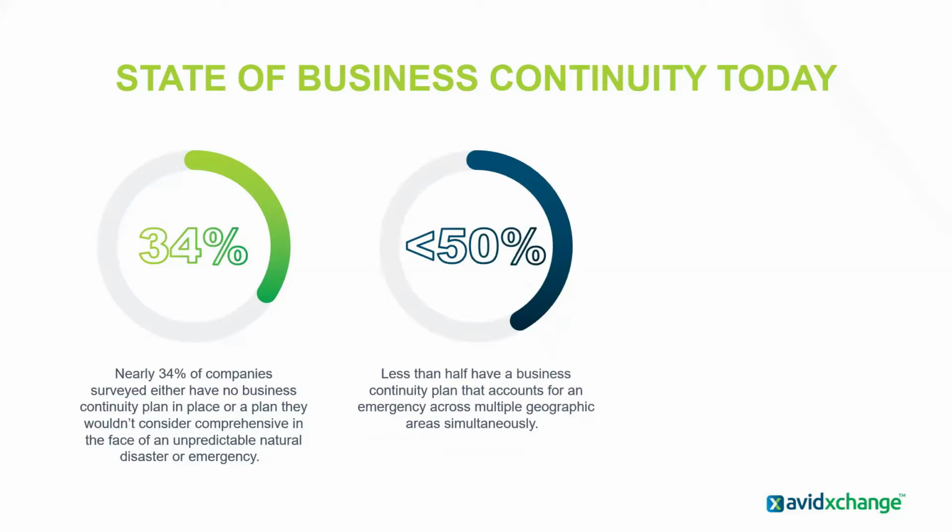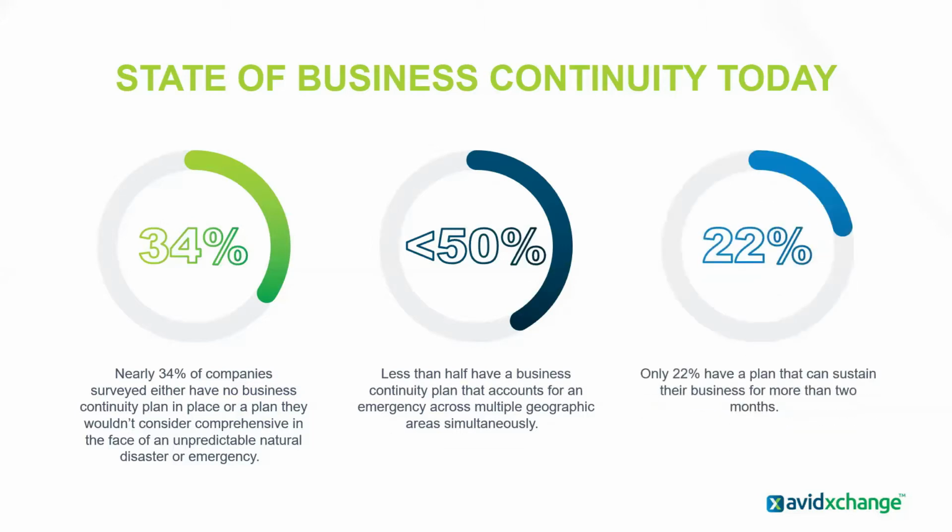What we had seen in the market prior to the beginning of March was business continuity plans that accounted for disaster in a specific area. If you have multiple locations, potentially providing a disaster recovery plan for one location, but not a lot of businesses prepared for the new normal. And then 22% feel they have a plan that can sustain their business for more than 2 months. So not a lot of high confidence in the plans that were in place in March.